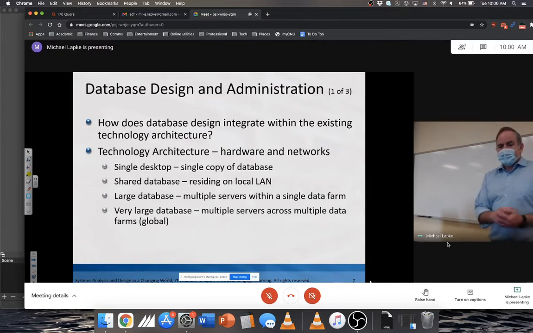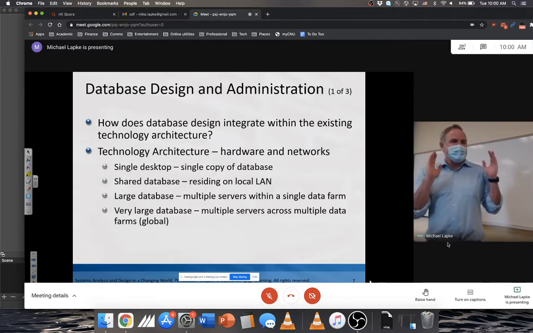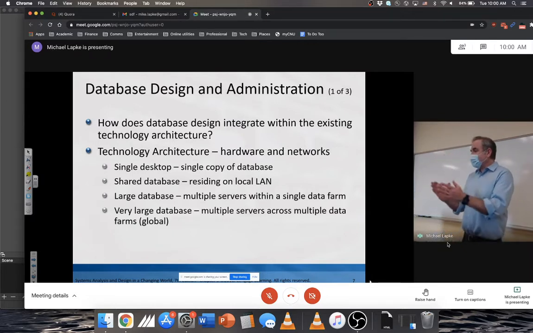So, database design and administration. Really what a lot of this boils down to is that you must, absolutely must, design your database before you implement it.